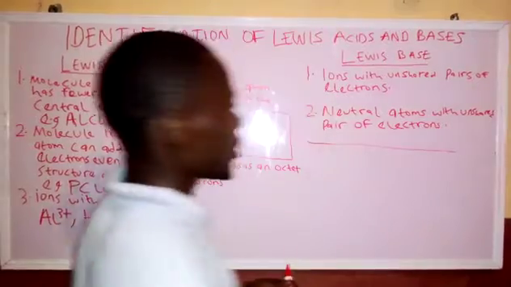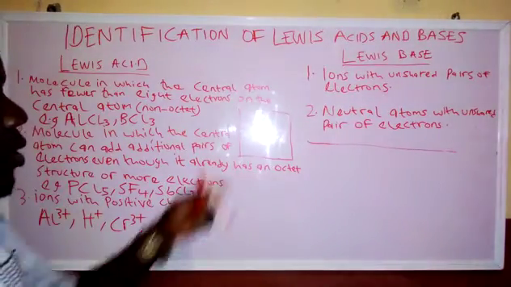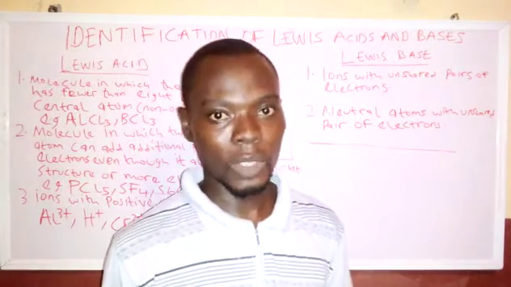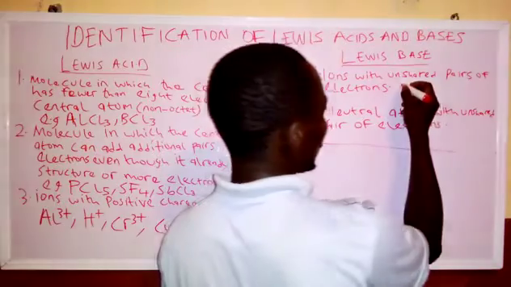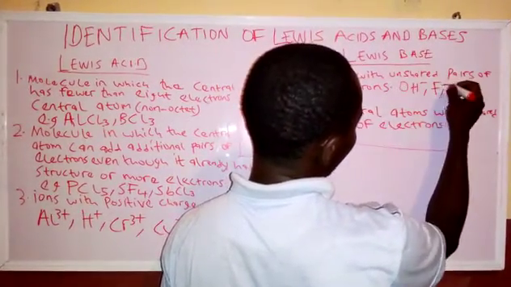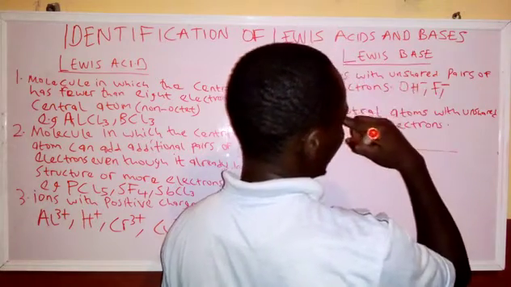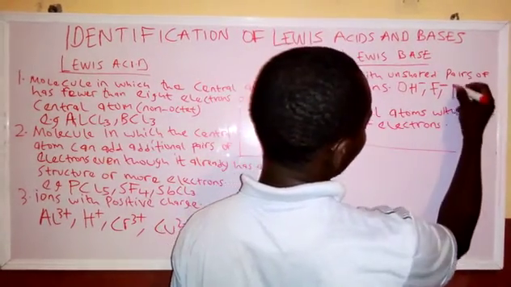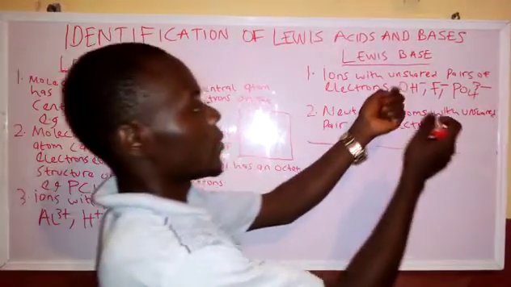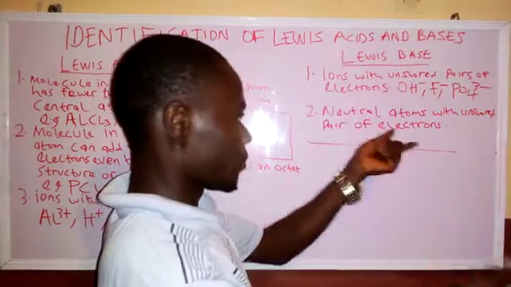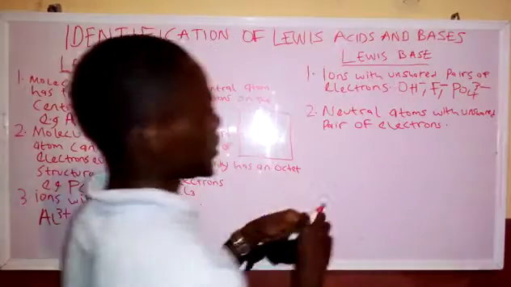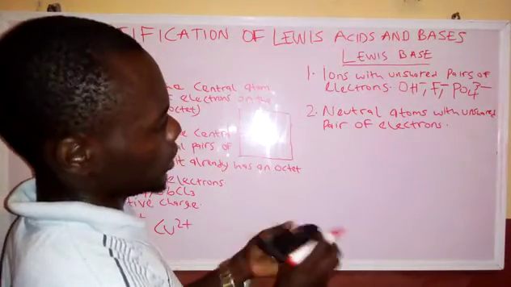Now, when you're talking of Lewis base, you're talking of ions with unshared pairs of electrons. An example of such ions is OH negative, F negative, Cl negative, that's chloride ion. Which one can I cite again? Yes, phosphate ion, PO4 3 negative. Now these are examples of Lewis base. They have negative charge on them. So let me show you ions with unshared pairs of electrons.